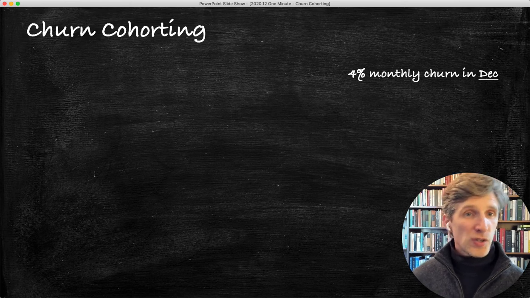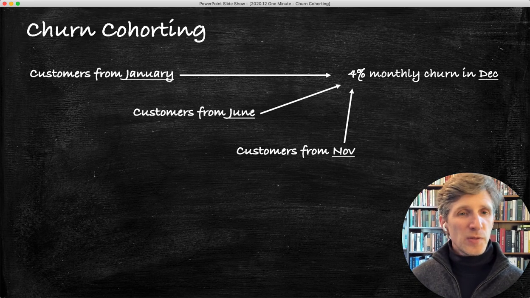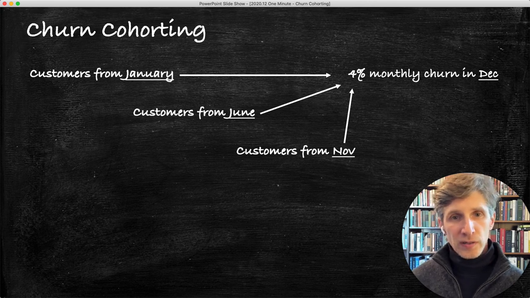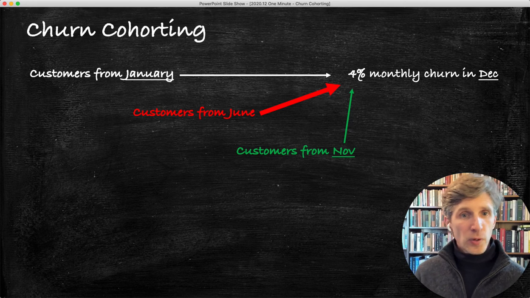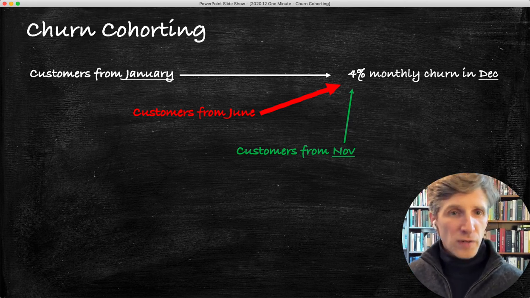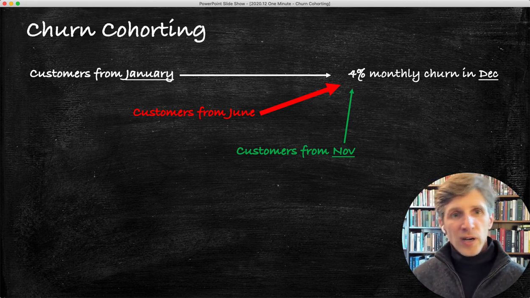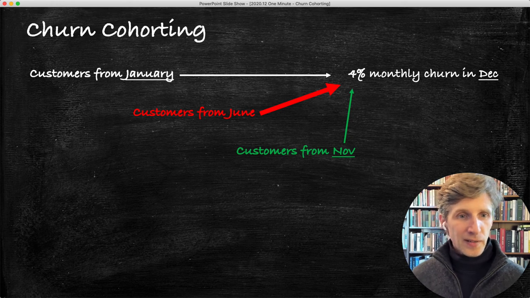The problem is churn rate is a lagging indicator. It's most heavily influenced by when a customer started, not when they churned. We might have a large batch of customers from June that has a particularly poor churn rate, and a smaller batch in November with a better churn rate. We're not going to know what's going on with our composite here in December.